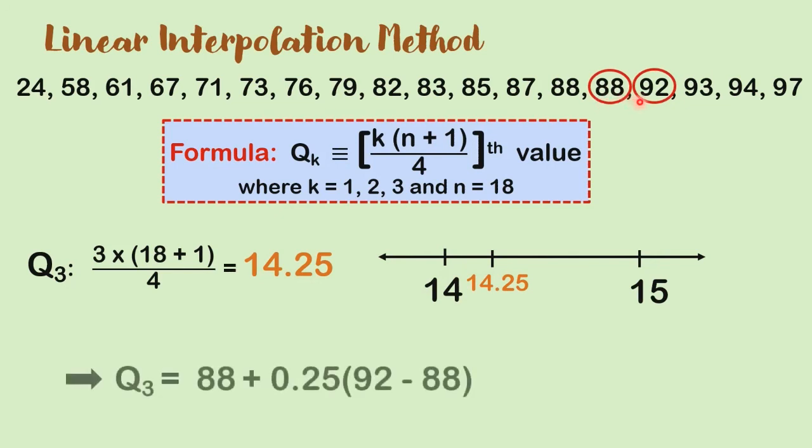Okay? So Q sub 3 is equal to, this is the number or value in the 14th position. This is the decimal part of this value. Yeah, 0.25. And this is the value in the 15th position minus the value in the 14th position. Okay? Doing the math, you will get 89. Okay? So Q sub 3 is equal to 89.